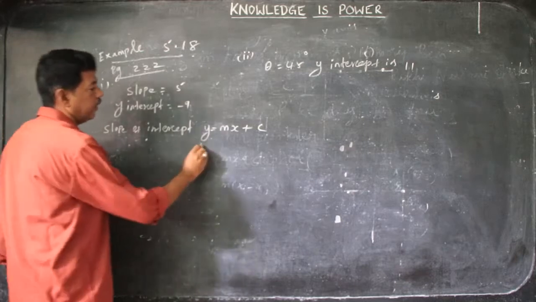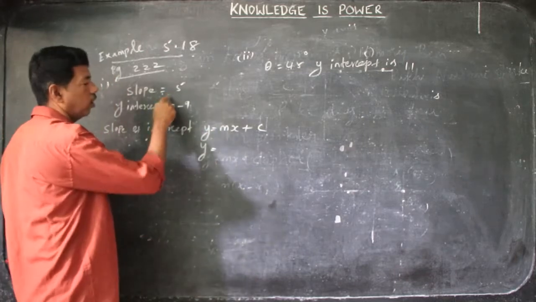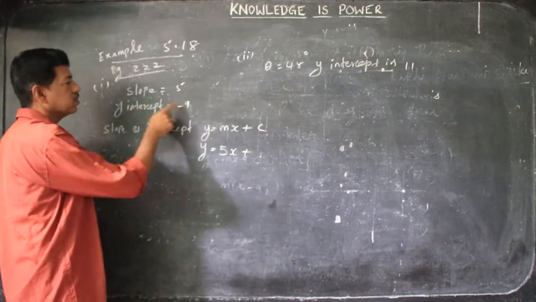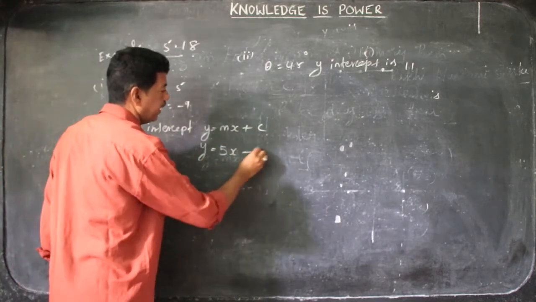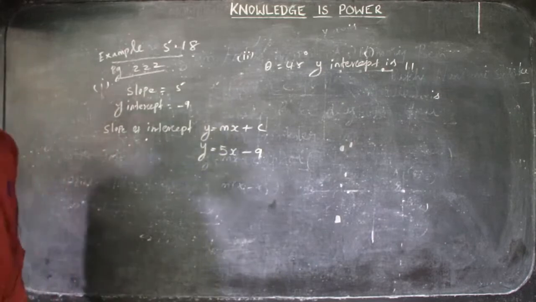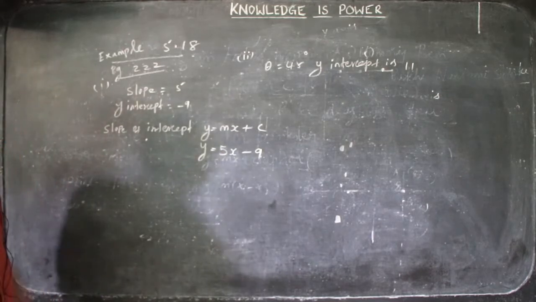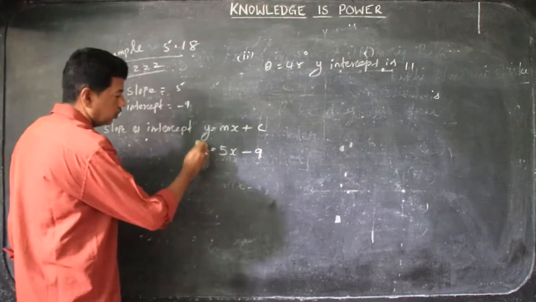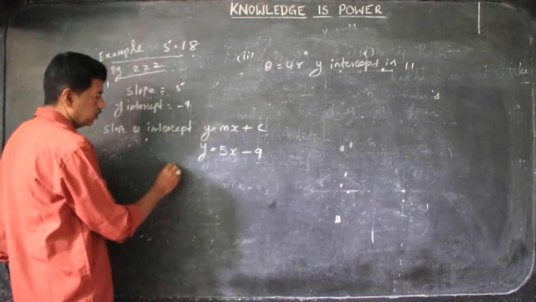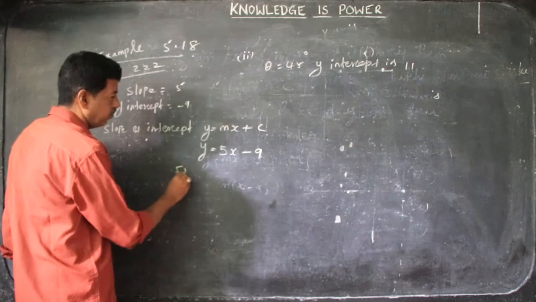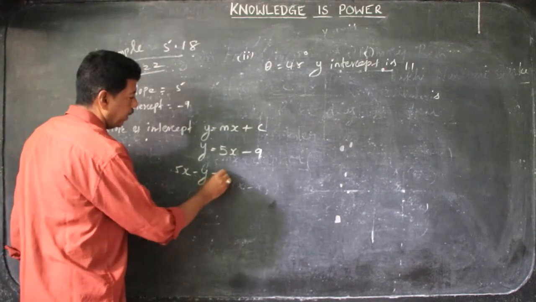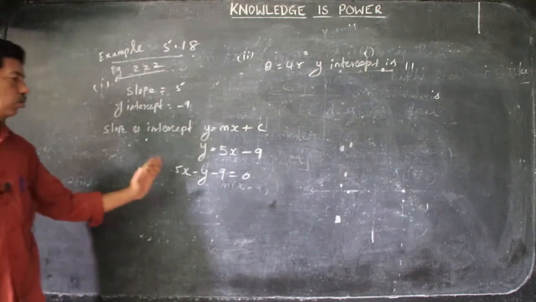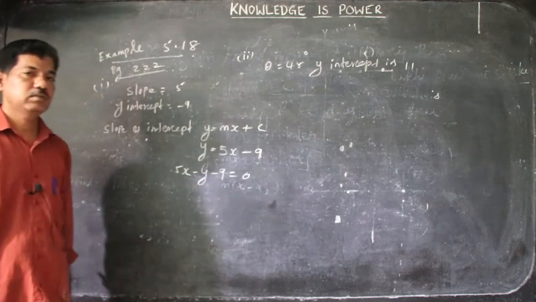So y equals, the value of m is what? 5x plus the intercept is -9. So therefore -9. You have to arrange the equation in order. This will go to the opposite. So 5x minus y minus 9 equals 0. That's all. x coordinate, y coordinate, constant.